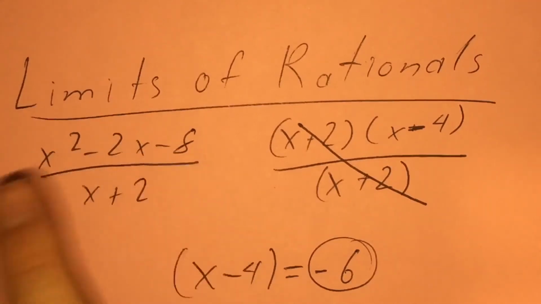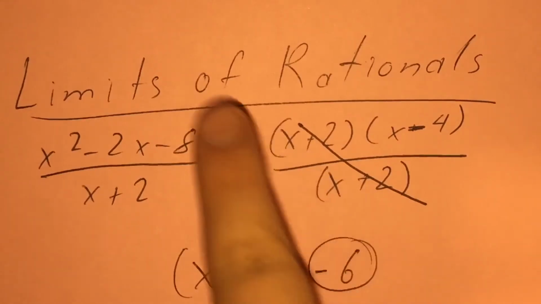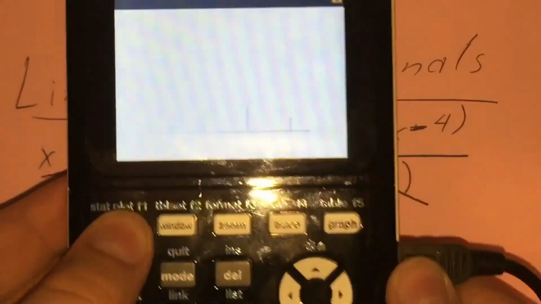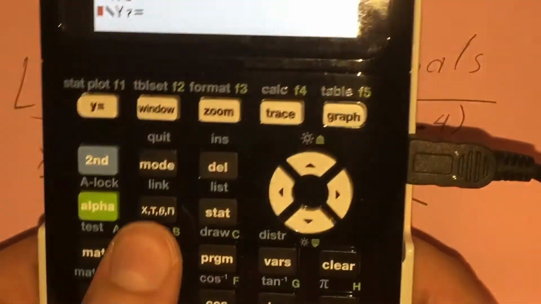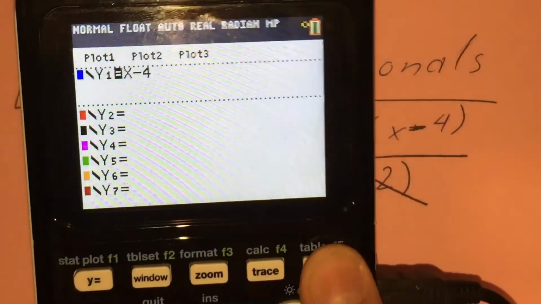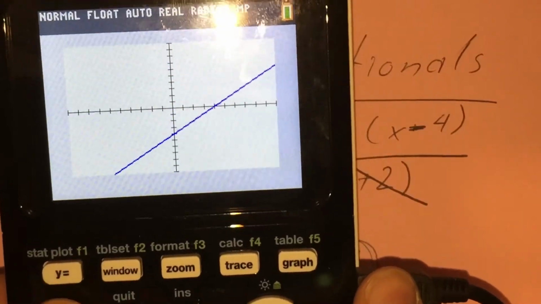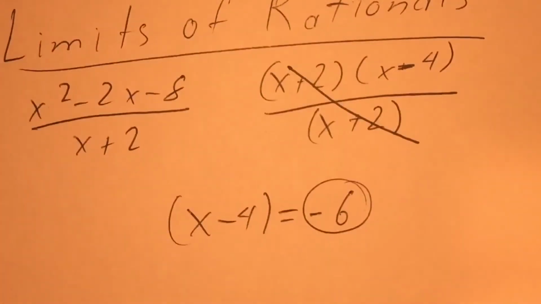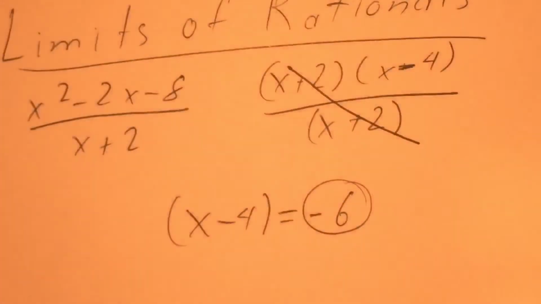So when you factor it, it's x plus 2 and x minus 4. And as you can see, x plus 2 is already in the bottom, so you can cross them out, and it's just x minus 4. And you go back to y equals, get all that out of there, and you type in x minus 4, and you graph it. Now it's going to be linear. And you hit window, second window, and we're going to find it at -2. And then hit second graph, it's -6.